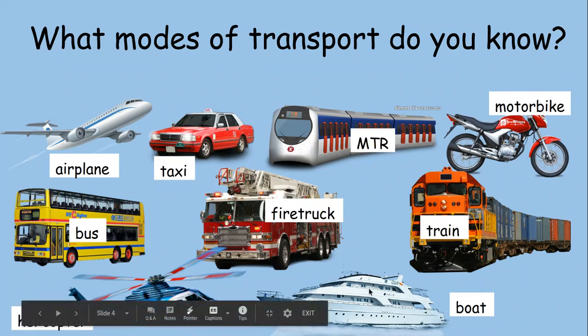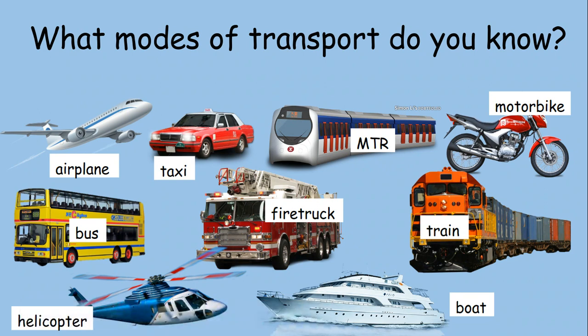Okay, and we've got the boat too. We know about the boat, and down here, and the helicopter as well. The top of the helicopter spins around and it goes up in the air just like an aeroplane. So, aeroplane, taxi, MTR, motorbike, bus, fire truck, train, helicopter, and boat, all different modes of transport.